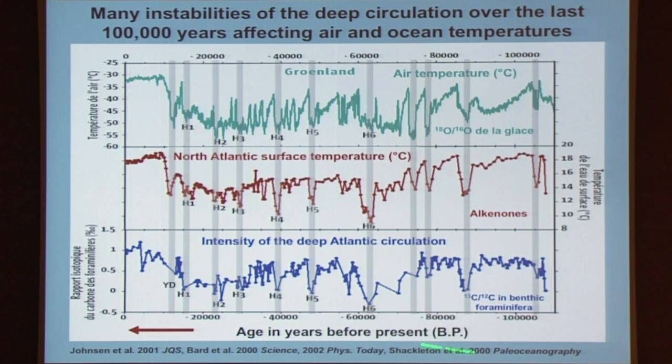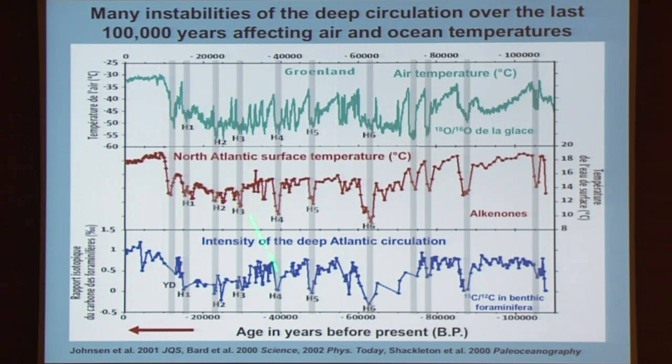We can see that very conveniently in one of the cores. So I'm showing the results that were obtained in one particular core in the North Atlantic. I could have shown many others. I could also plot other proxies for the qualitative intensity of the deep Atlantic circulation. In that case, what I used for convenience is the C13 to C12 ratio in benthic foraminifera. So we can see large swings. And I could have shown you other proxies that would basically look the same at that scale.